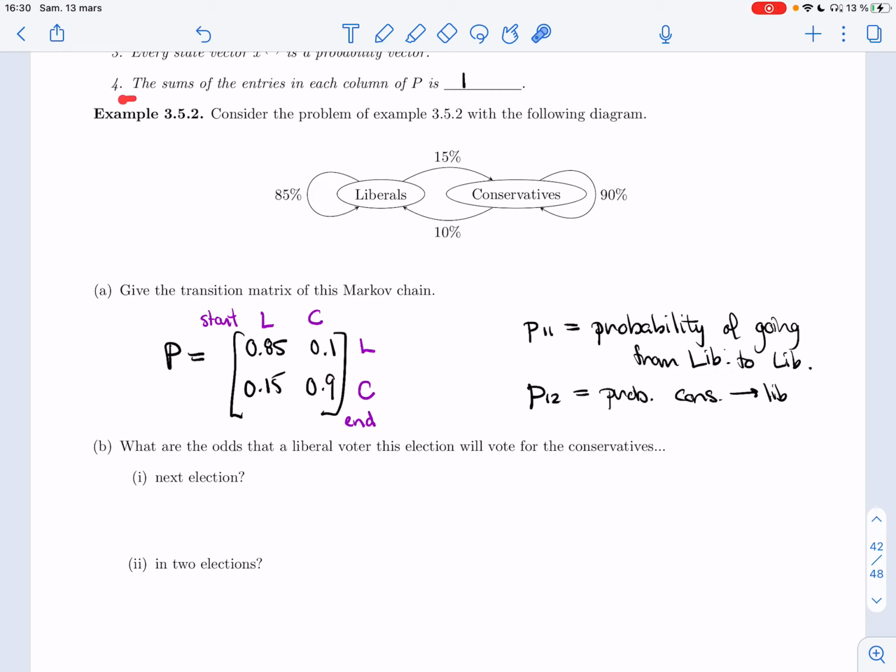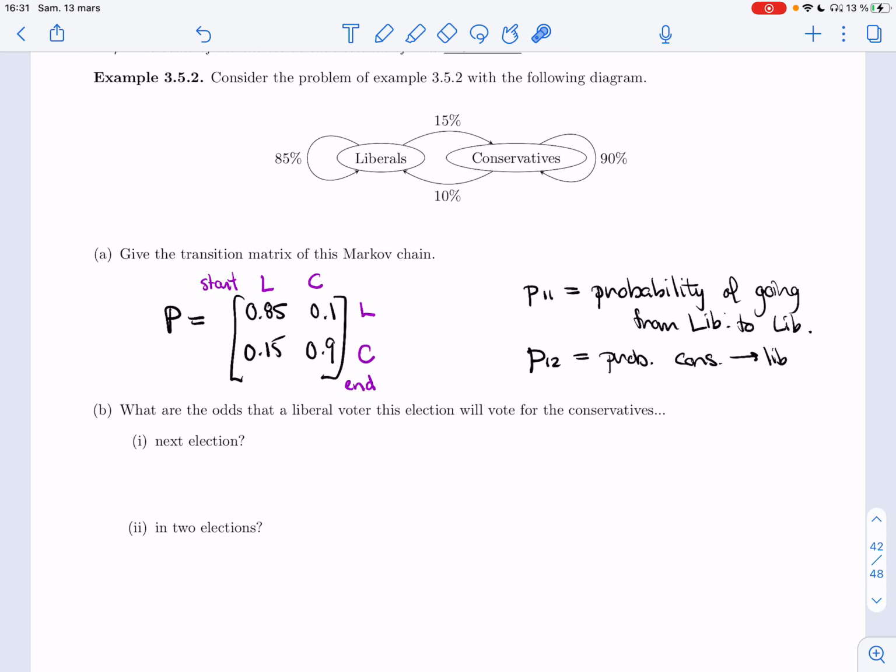Notice that the sum of the entries in each column is 1. Here we have 1, and here we have 1. That's because if you're liberal, you're either going to go back to liberal or you're going to go to conservative. Those are all the possibilities for somebody that starts liberal, so they have to add up to 100%. We'll say that in the proof next.